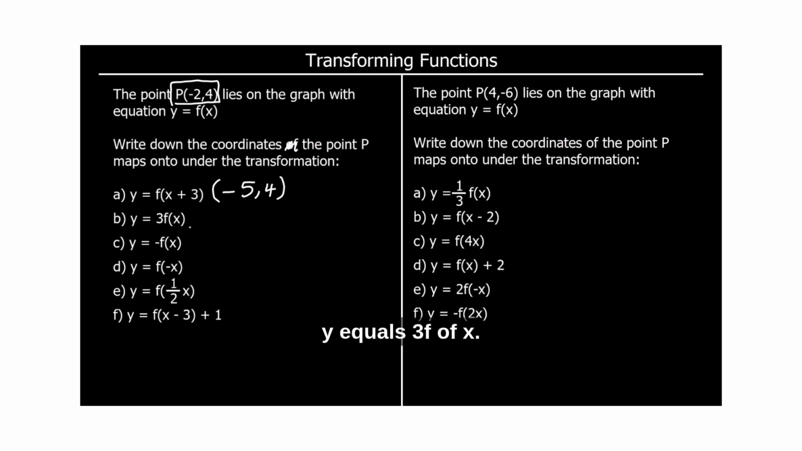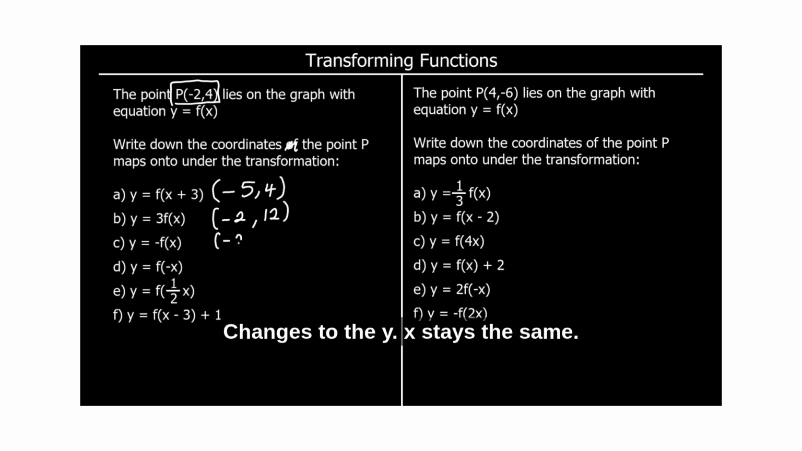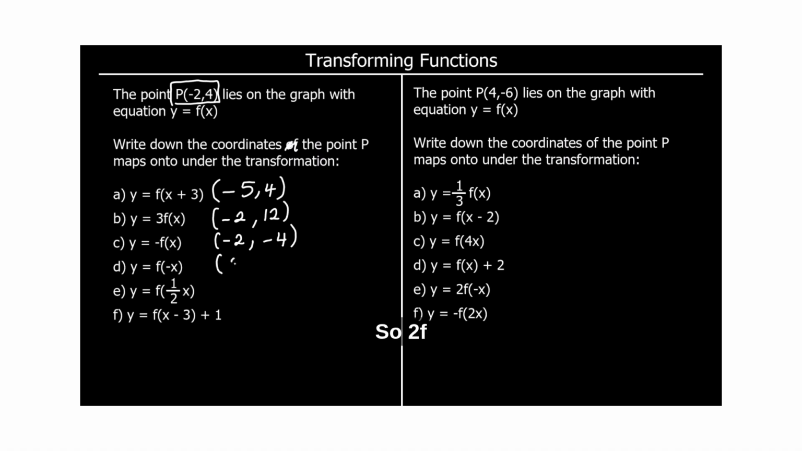y equals 3f of x. Outside the bracket, the changes to the y. So the x stays the same. The y is multiplied by 3. Minus f of x. Outside the bracket, changes to the y. X stays the same. Y is positive, becomes negative. f of minus x, so inside the bracket, y stays the same. Negative becomes positive, so 2, 4.